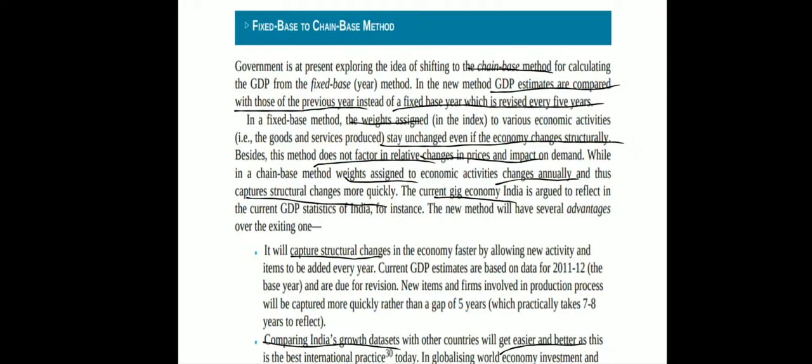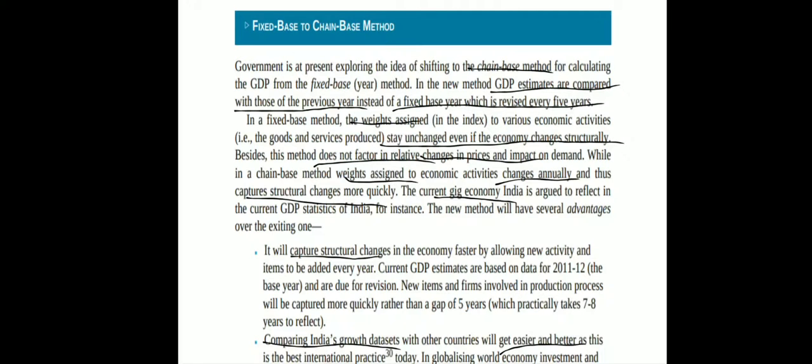So in a fixed base, we had weights assigned that stay unchanged even if the economy changes structurally. So that was a problem to us, as this method does not factor in relative changes in prices and impact on demand. And in chain base, weights assigned change annually, and it captures the structural changes more quickly. And with the current gig economy that India is proceeding to, it would be better for us to switch to this.